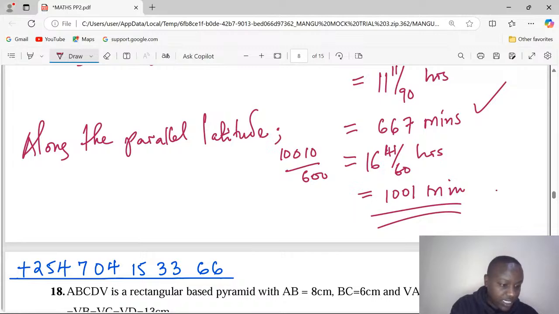The person saying that the screen is not clear, kindly check on your network. My screen is very clear. All right.